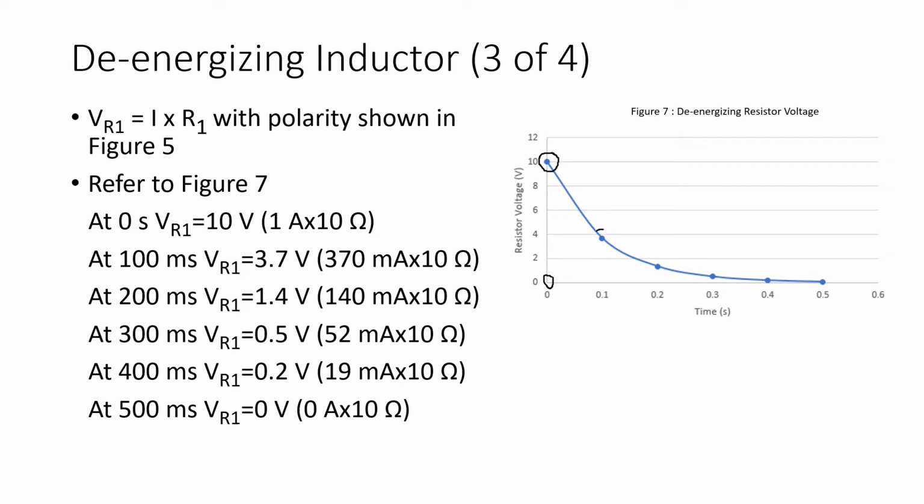One time constant later, the resistor voltage has reduced to 3.7 volts. At 2 time constants, it is reduced to 1.4 volts. At 3 time constants, it's reduced to 0.5 volts. At 4 time constants, 0.2 volts. And again, we assume that at 5 time constants, the resistor voltage has reduced to 0.